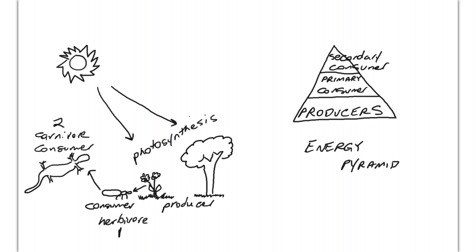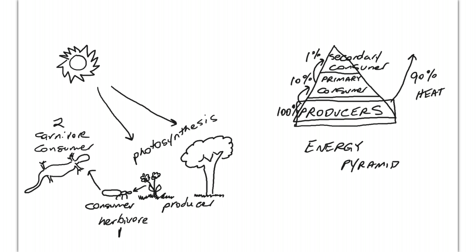Now, if I was going to assign an amount of energy to each one of these levels, the producers would make up 100% of the energy. But when consumers eat producers, they only get about 10%, right? And so the other 90% escapes into the atmosphere as heat. So we lose all of that energy. So if this went from 100 to 10, you got it. This will be 1%. And so you can tell that it takes a very large amount of producers to support a few secondary consumers.